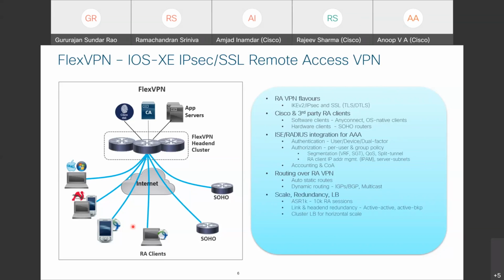And we also support redundancy at the link level, head-end level, and horizontal scaling. As shown in this diagram, we can create a cluster, let's say at a given SD-WAN site. We have multiple SD-WAN edge devices. They can form a cluster and load balance or do horizontal scaling of the remote access connections.